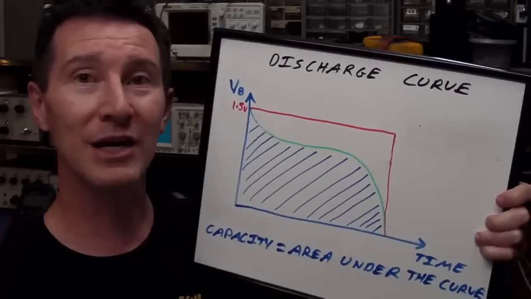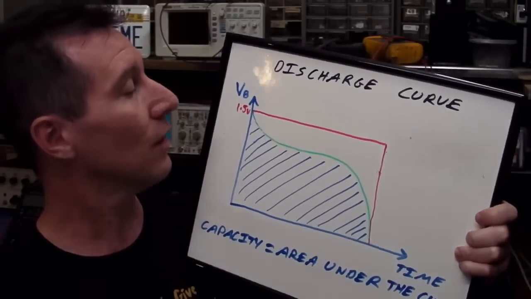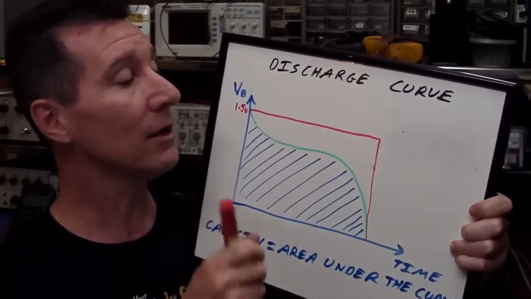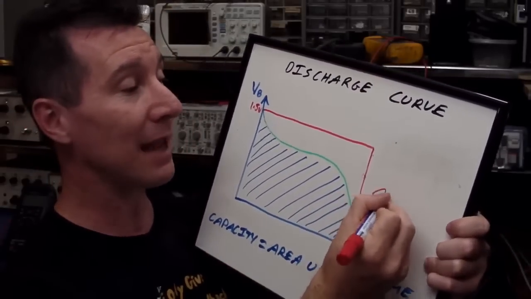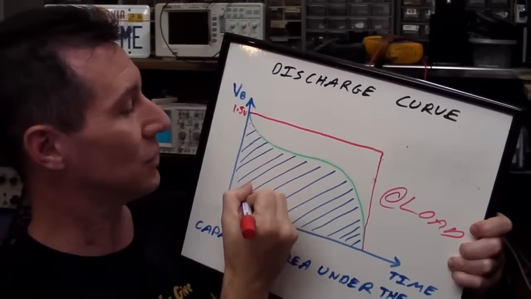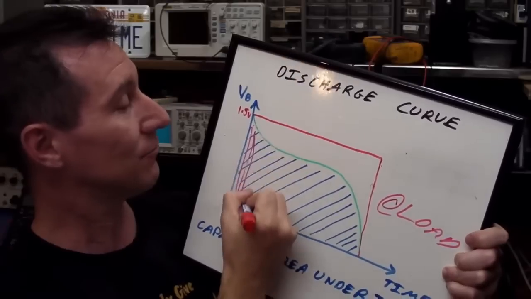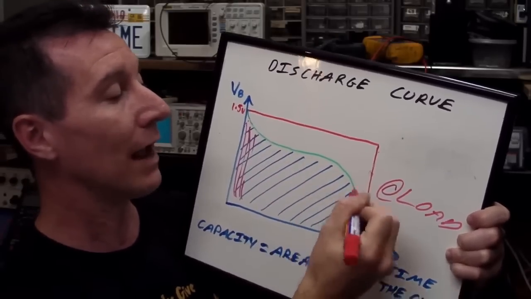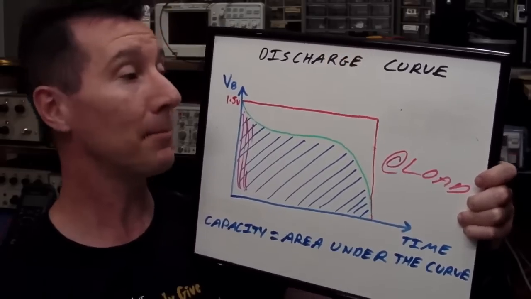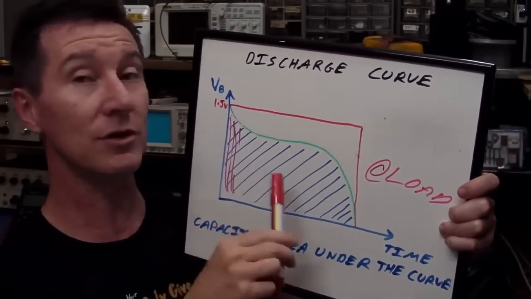The easier way to actually do it, the more traditional method, is to log the voltage and the current from the battery for a given load. So it must be at a given load, and then you measure the voltage and the current at regular intervals all the way along, and then you can calculate from that the total watt hour capacity of the battery, and that's how it's traditionally done.